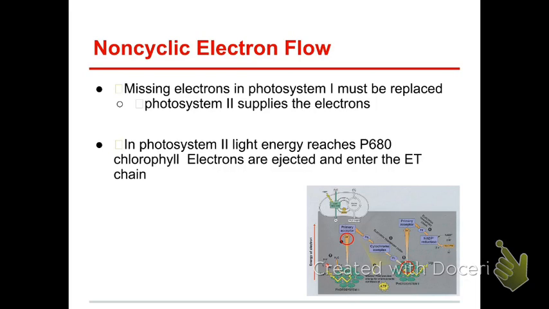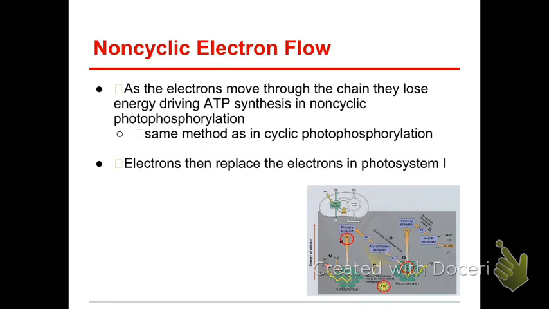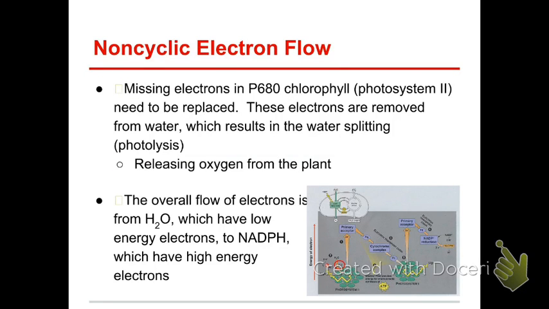So where do we get those electrons? How do we replace the missing electrons? Well, that's where water comes into play. Let me skip over this. The missing electrons from photosystem 2 need to be replaced. And so what photosystem 2 does, it has a special enzyme that's able to split water.